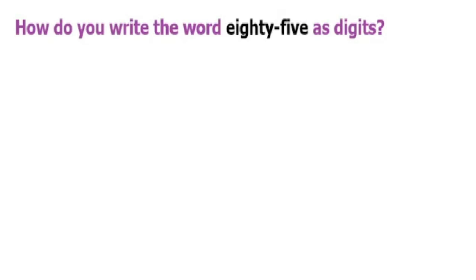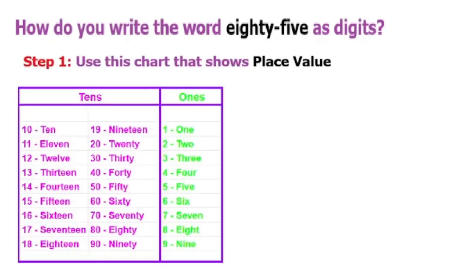In this video, we're going to learn how to write words as digits. So if we have a problem like this that says, how do you write the word 85 as digits? The first thing we need to do is use this chart that shows place value. So these are the tens and these are the ones.